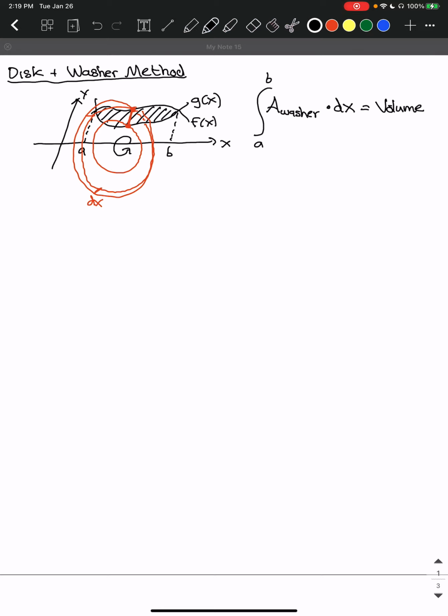Okay, so again, the name of the game here is finding the area of the washer. That's going to be the most difficult part. So let's go ahead and just jump right into some examples here. We have the region in the XY plane given by y is equal to x, and we're going to section it off here when y is equal to 1, and we're going to be dealing essentially with this part here.